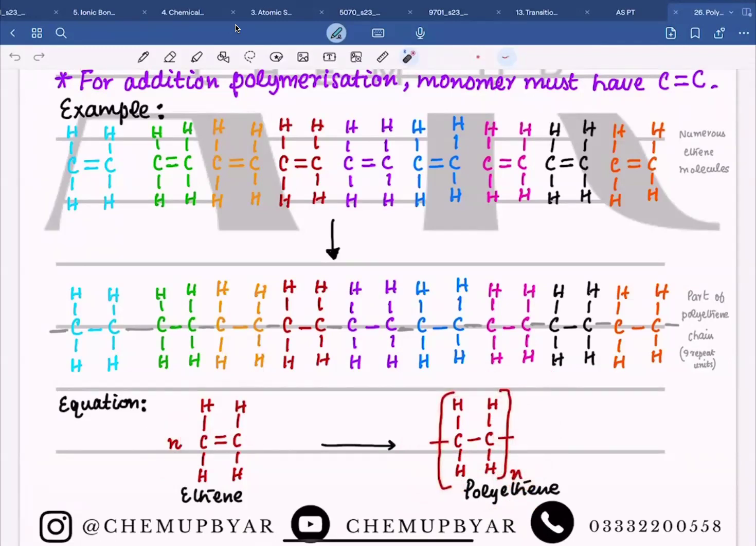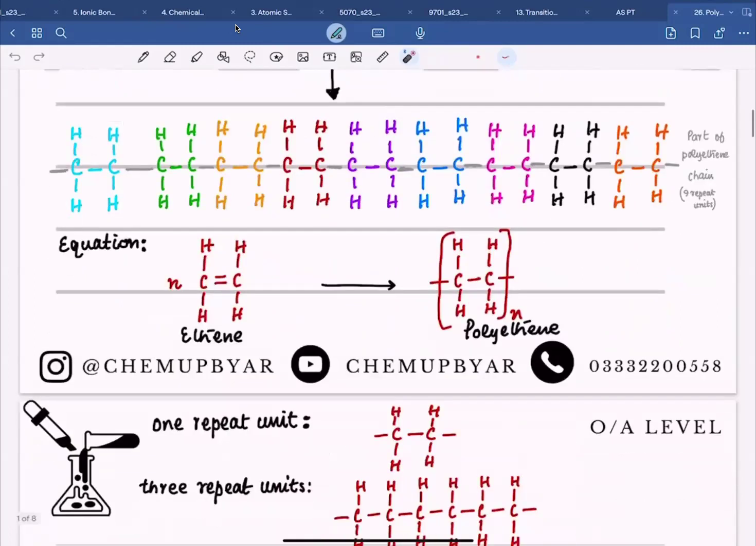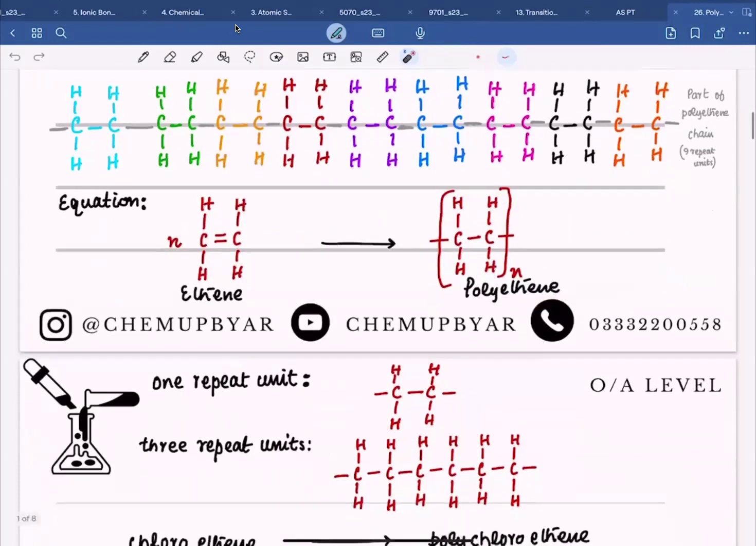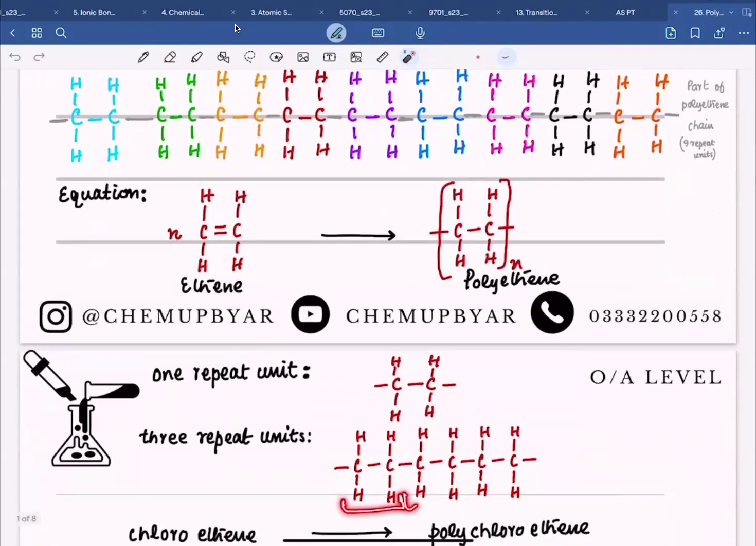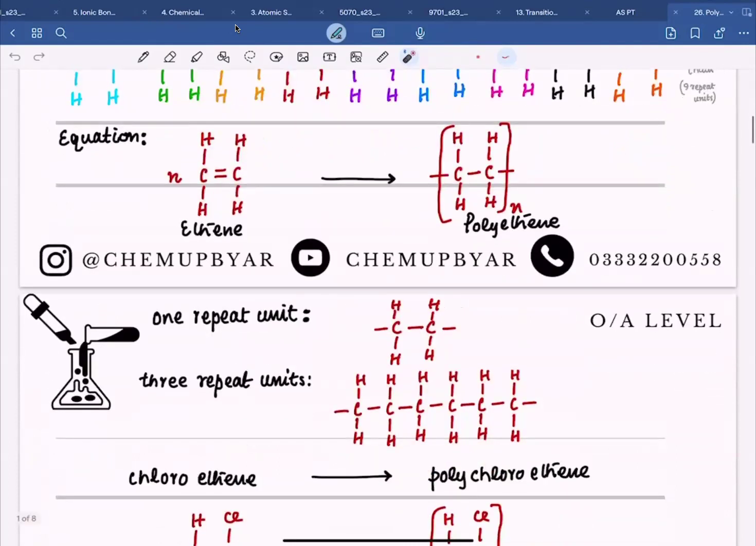Yes, Khatija, Laiba, Manahil, and Mustafa. Yes, sir. Clear. Okay. Now, see, if the examiner asks you to draw one repeat unit, it's polyethene, so we just draw this thing with no brackets, so it's one repeat unit. If the examiner asks you to draw three repeat units, by this way we make three repeat units: 1, 2, and 3. Is this clear?